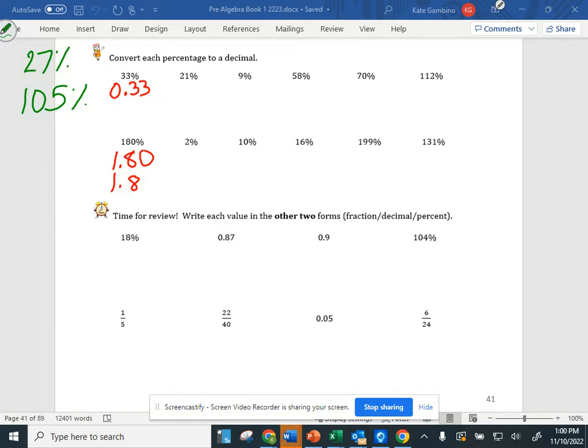Good. So I should be writing it down for our friends at home. This was 0.27. This is 1 and 5/100. Next one. 5%.